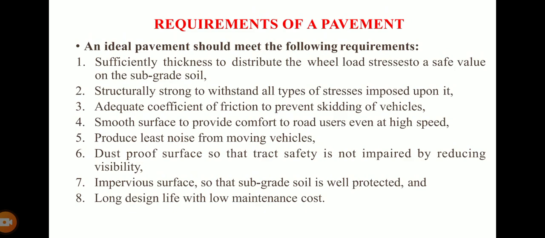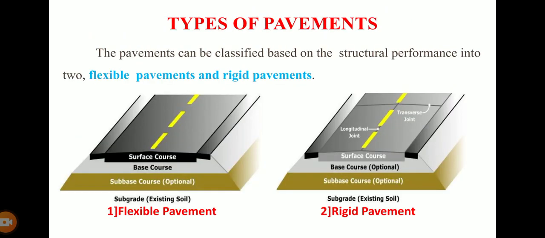Adequate coefficient of friction to prevent skidding of the vehicles. Smooth surface to provide comfort to road users even at high speed. Then it should produce less noise from moving vehicles. Dust proof surface so that traffic safety is not impaired by reducing the visibility. Impervious surface so that subgrade soil is well protected, and long life design with low maintenance cost should be provided. These are all the requirements of a good or ideal pavement.